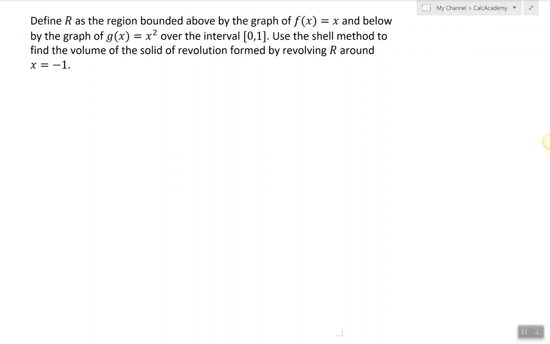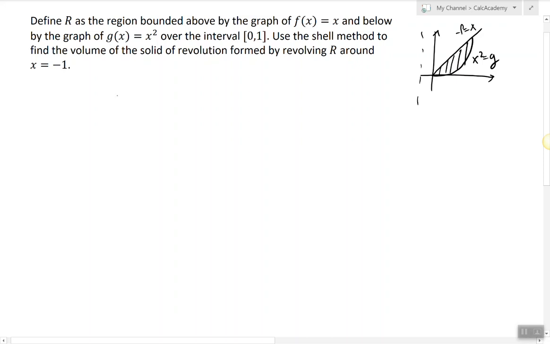In this video, I will show how to use the shell method to find the volume of the solid of revolution. So first, let's draw the region R, and the region is bounded between x and x squared. So x is above, x squared is below, and it revolves around x equals -1, which is right here.